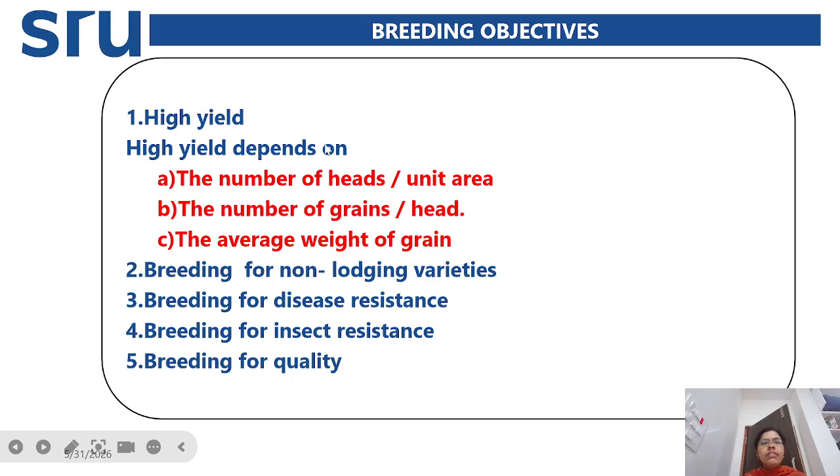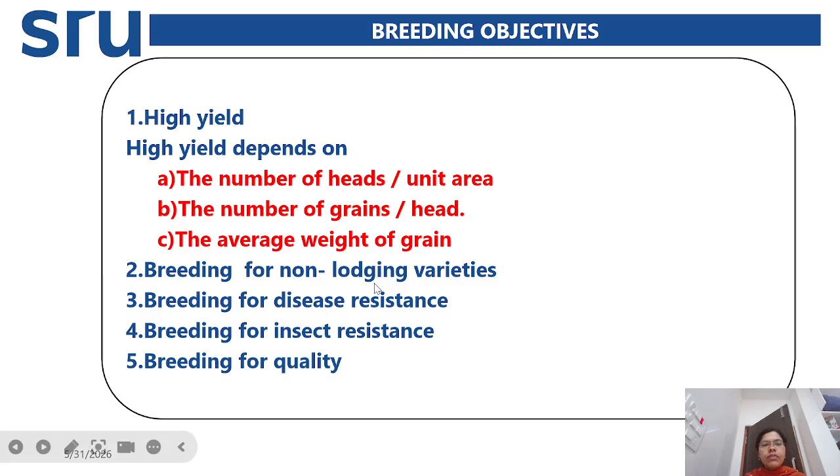So the yield in wheat depends upon the number of heads per unit area, the number of grains per head, and the average weight of the grain. Depending upon these three parameters, the yield will be determined. These three parameters will decide the yield in case of wheat.